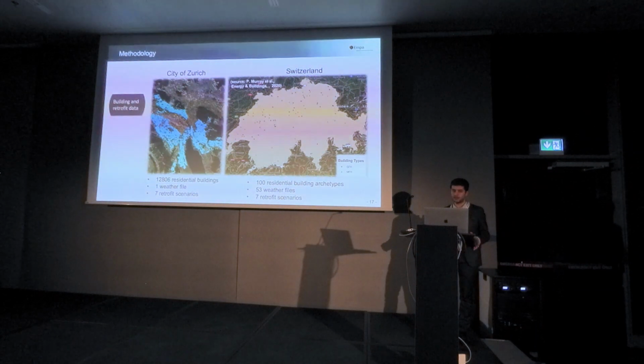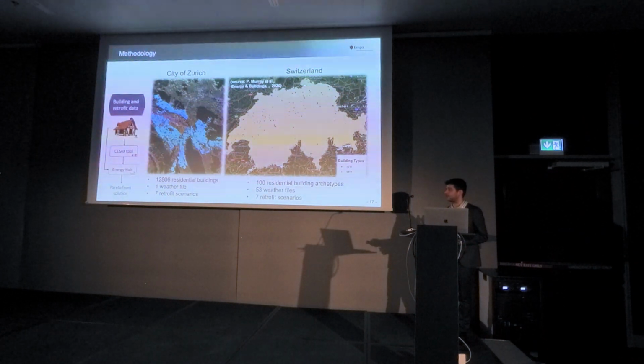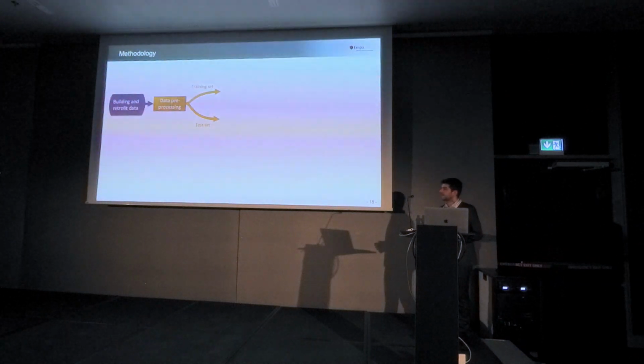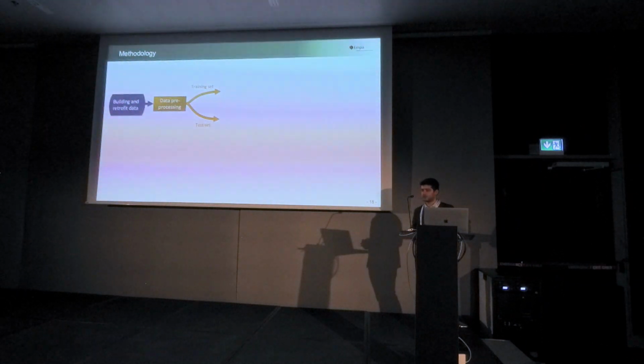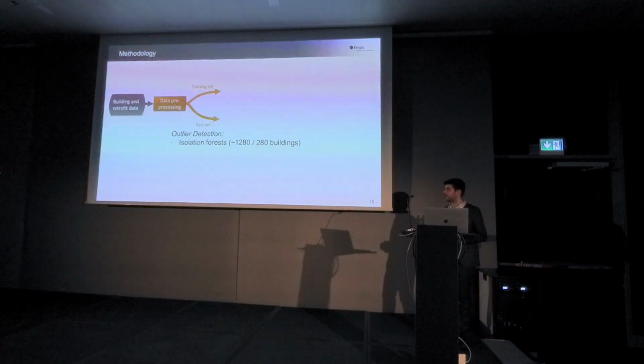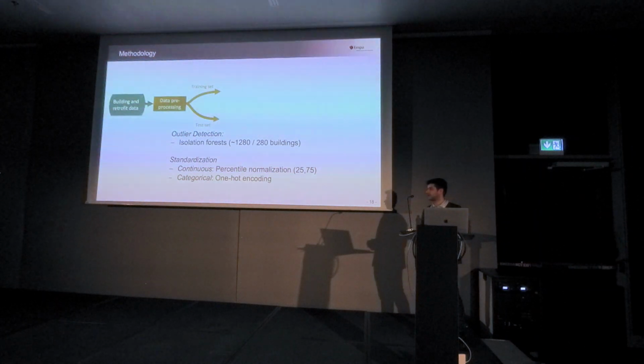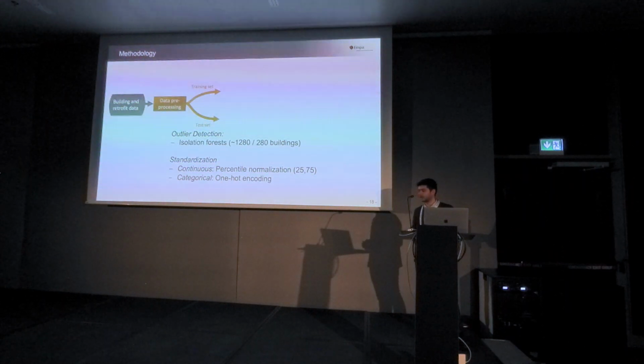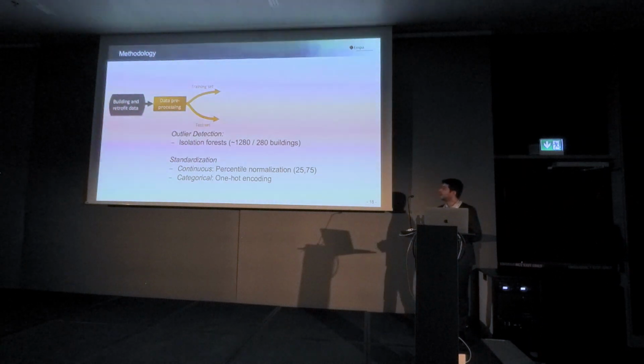As soon as we have collected the building data, we can apply the engineering approach in order to come up with a set of optimal retrofit solutions. The next step is to pre-process this data, and this involves mainly the identification and removal of outliers, and also the standardization of both continuous and categorical input features.